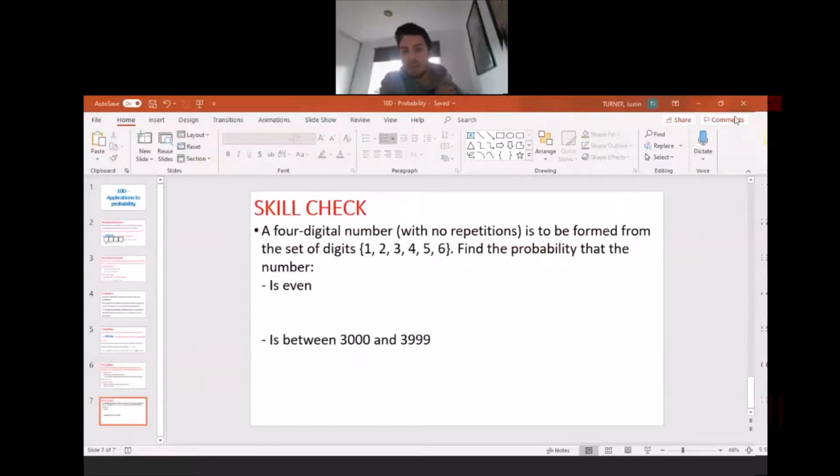Here's a couple of examples, just to test out what we've just done. A 4-digit number with no repetitions is to be formed from the digits 1 to 6. So we've got 6 different digits here, and we're creating a 4-digit number. Firstly, we want to find the probability that the number is even, or that the number is between 3,000 and 3,999.